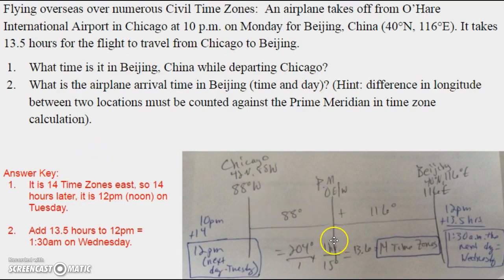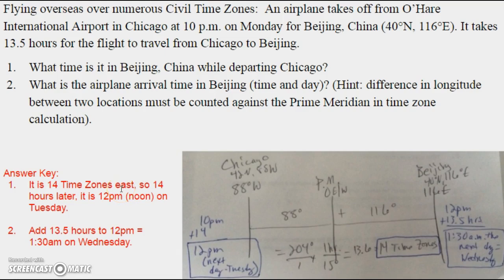I know that the prime meridian's right here. I've got Chicago at 88 west. I know Beijing is 116 east. I add them together and find it's 204 degrees of total longitude distance. I know that one hour or one time zone is every 15 degrees. That comes up to a value of 13.6, which is 14 time zones. There are no partial time zones. So it's 14 time zones or 14 hours later.